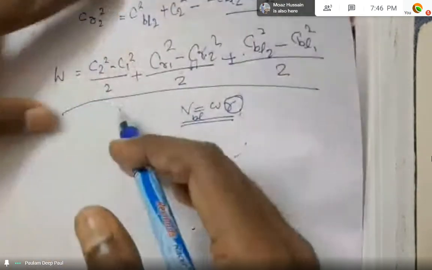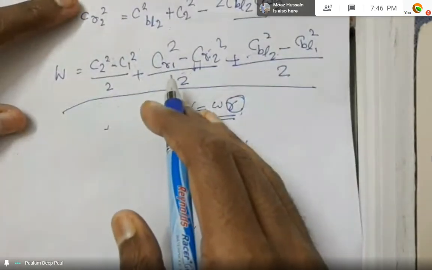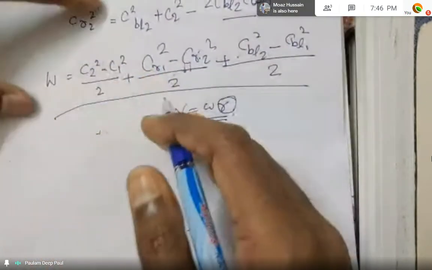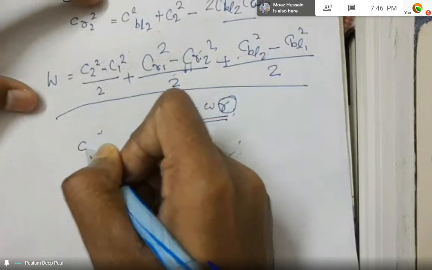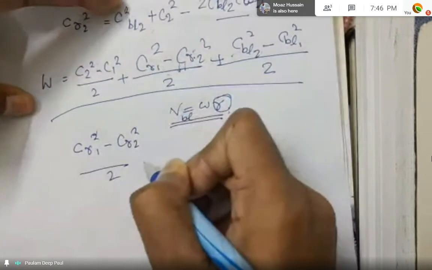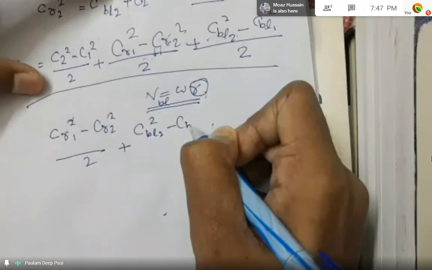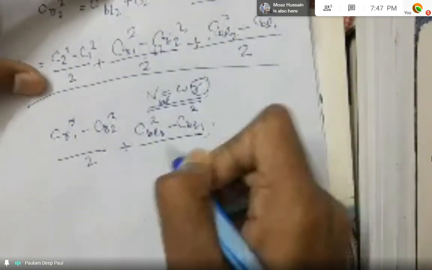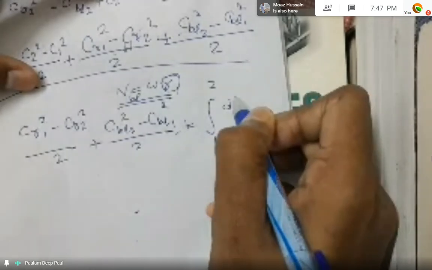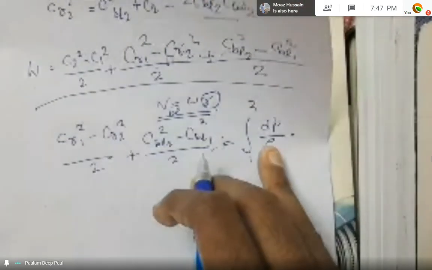Now, we can say that the kinetic energy imparted to the working fluid and converted into pressure energy in the impeller is given by (CR1 square minus CR2 square) upon 2 plus (CBL2 square minus CBL1 square) upon 2, which should be equal to the pressure head that we get between inlet and outlet.